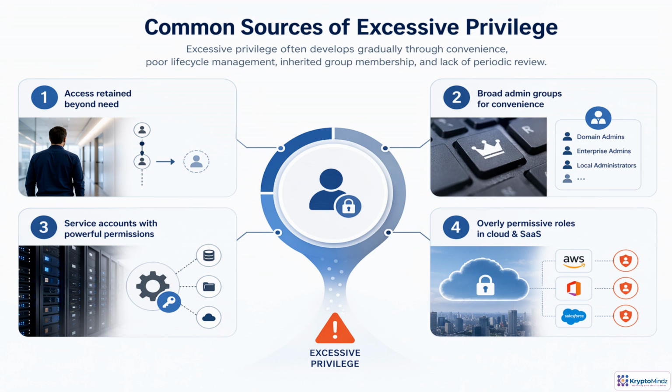Excessive privilege usually does not come from one bad decision. It builds up through everyday shortcuts. A user changes roles but keeps old access. An administrator needs speed and gets added to a powerful group. A service account supports an application, then quietly accumulates permissions nobody owns. In cloud and SaaS platforms, broad default roles can expose entire environments. The pattern is lifecycle drift. Access is granted for a reason, but the reason expires before the permission does. Least privilege depends on catching that drift early, before convenience becomes risk.